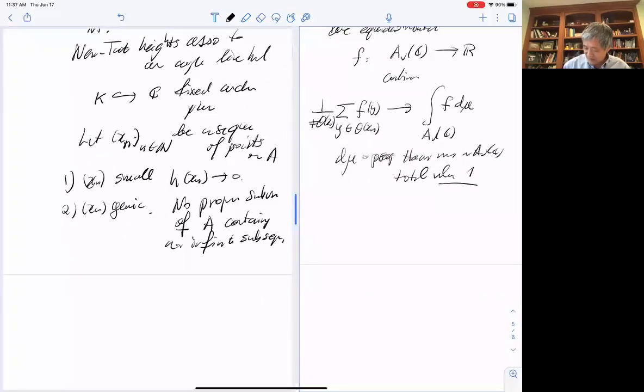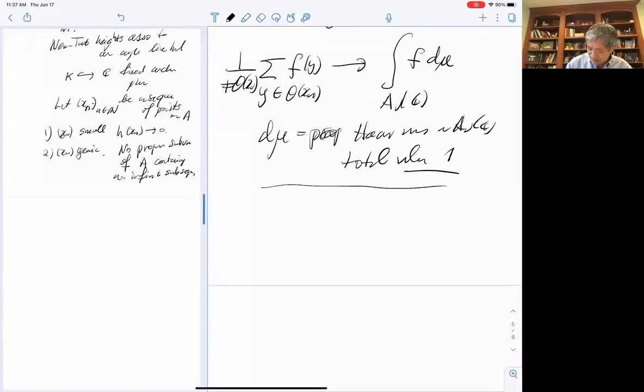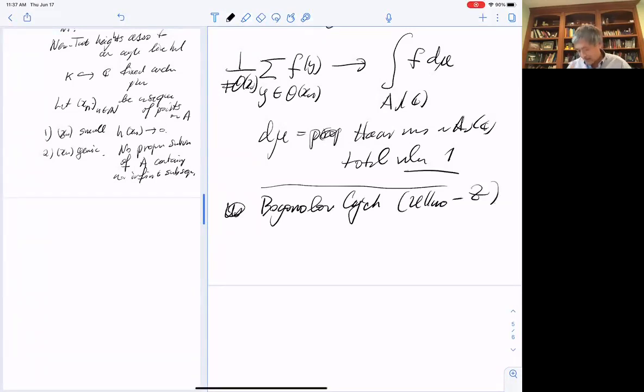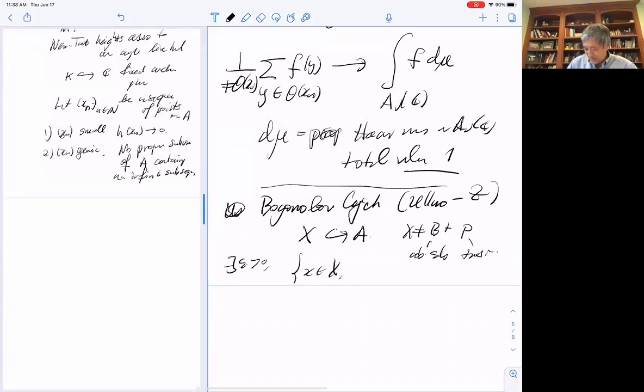Finally, this equidistribution theorem is proved using the Bogomolov conjecture, proved by Ullmo and Zhang. For a subvariety X of A, if X is not a translation of an abelian subvariety B by a torsion point P, then there is an epsilon bigger than zero such that the points x in X with height of x less than epsilon are not equidistributed. Okay, so that's a funny thing.